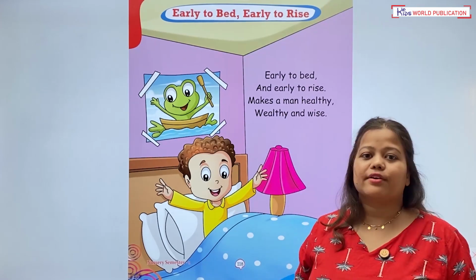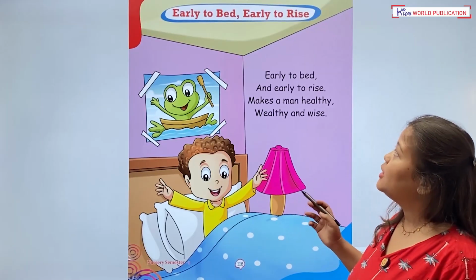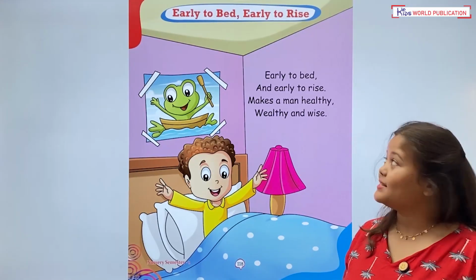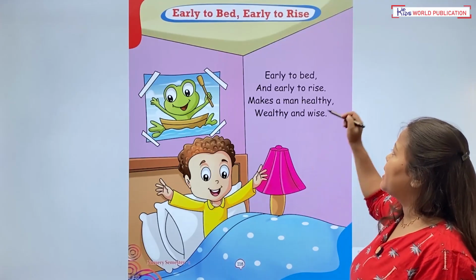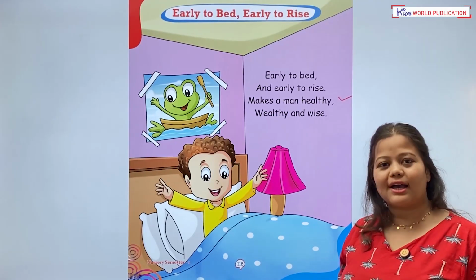Kids, let's sing a rhyme together. Early to bed, early to rise. Early to bed and early to rise makes a man healthy, wealthy and wise.